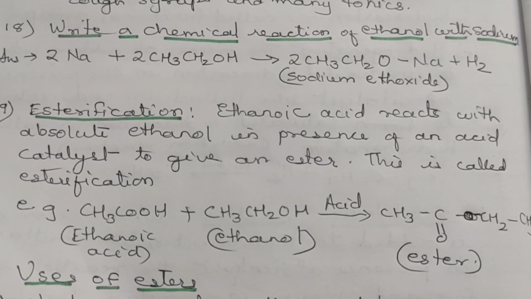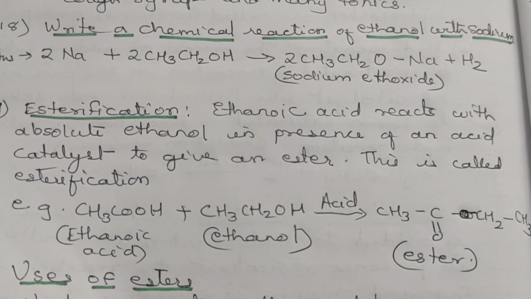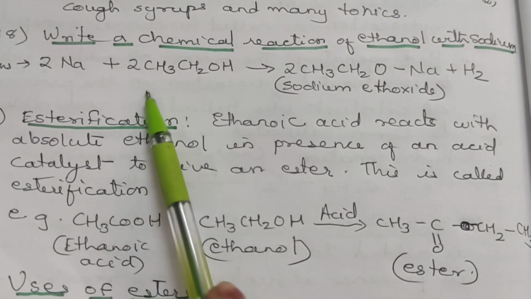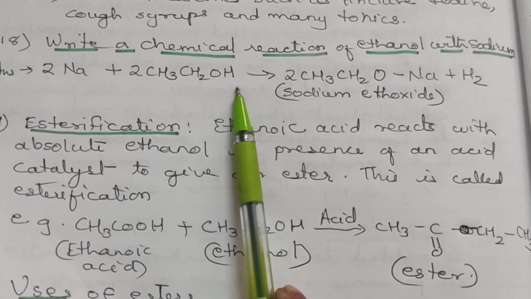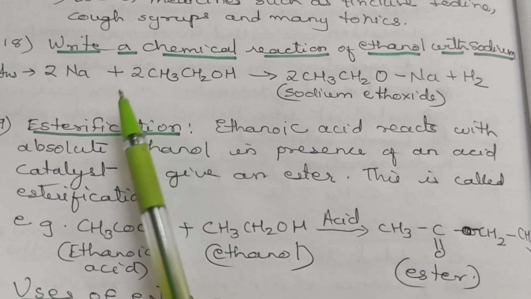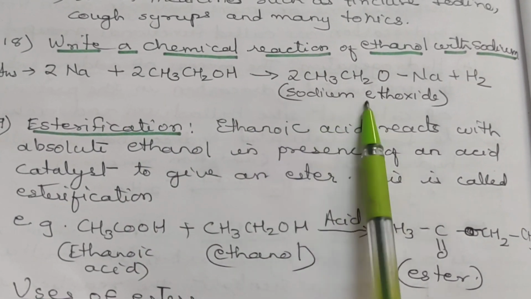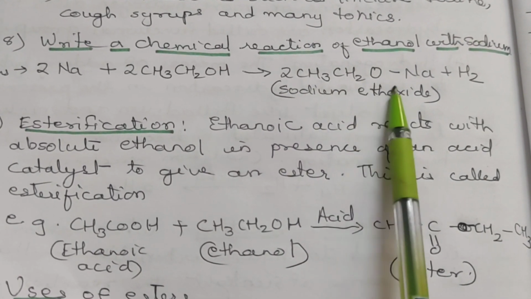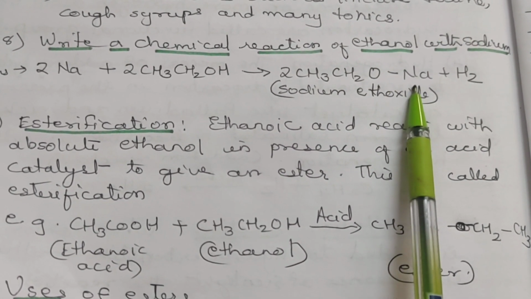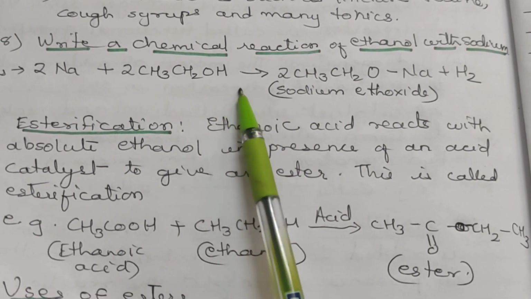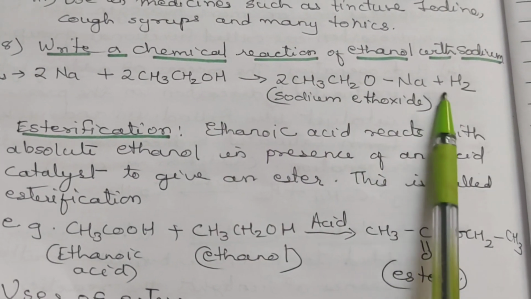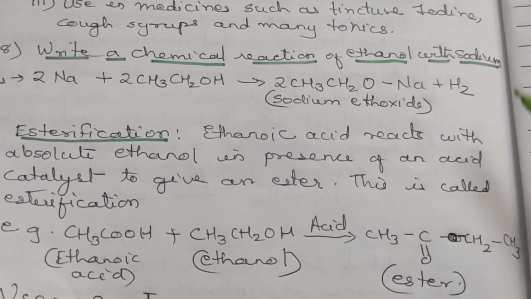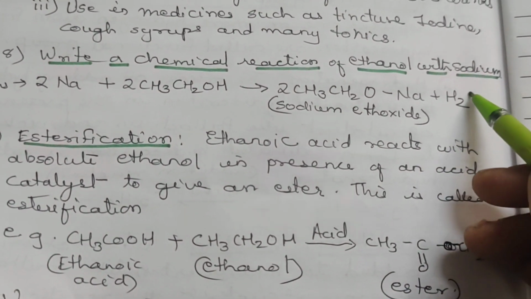Write a chemical reaction of ethanol with sodium. 2Na plus 2CH3CH2OH, that is ethanol, with sodium gives sodium ethoxide, that is 2CH3CH2ONa. That means sodium is added in place of hydrogen and hydrogen gas is evolved.